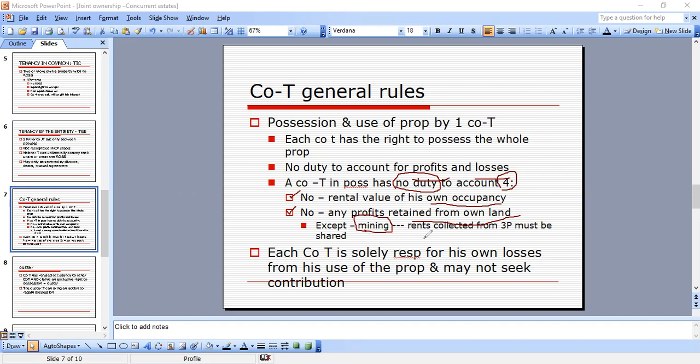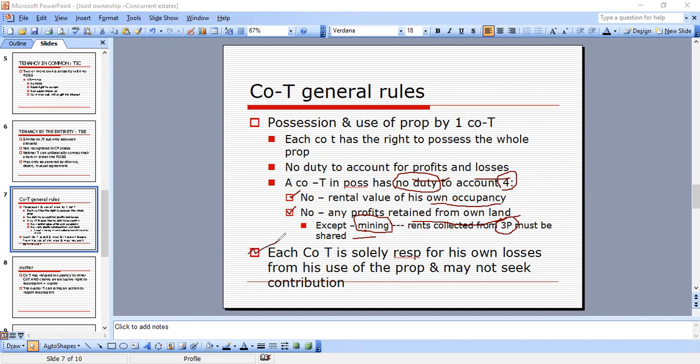And another exception is if they're renting to a third party. These are big on essays too. Renting to a third party, then the rents collected from the third party must be shared with the other co-tenants, okay? If not, the co-tenant can go ahead and actually seek contribution. So each co-tenant is solely responsible for his own losses from his use of the property and may not seek contribution.